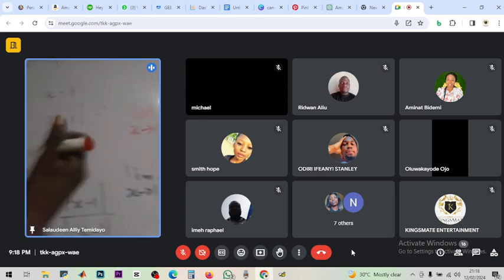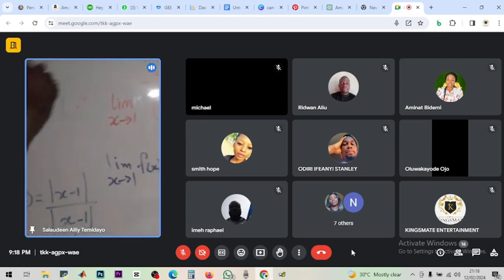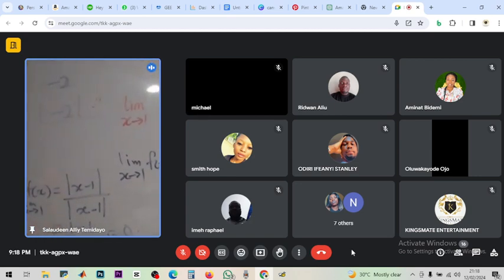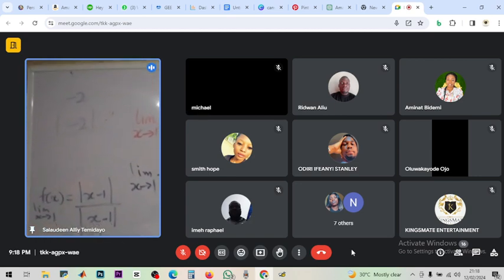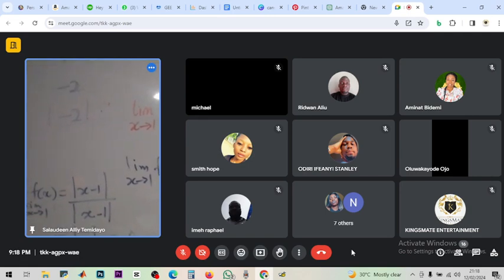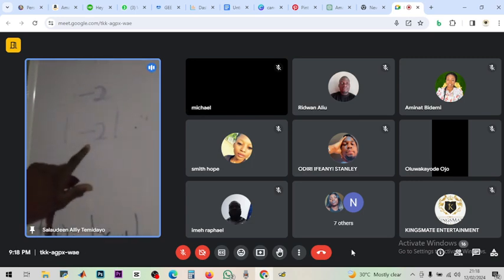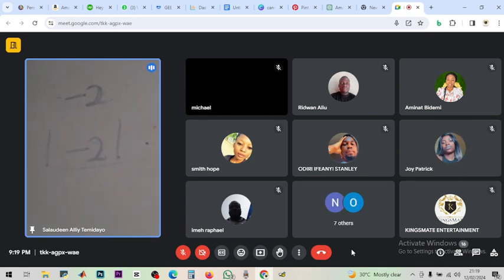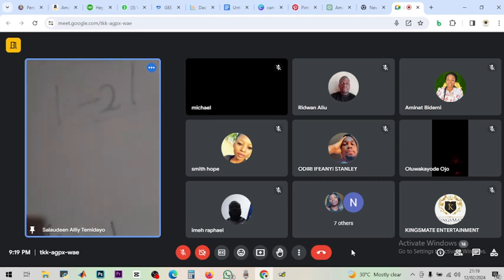Okay, now the modulus means, look at this. This is minus 2, and this is mod minus 2. What is the difference between them? Now, I think my question should be clear. This is minus 2, and this is mod minus 2. So what is the difference between the both of them? Anyone with the answer? Is there anyone that can tell us the difference?